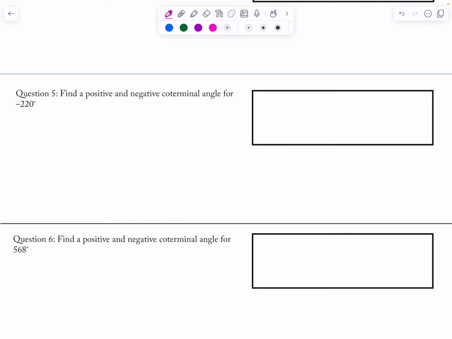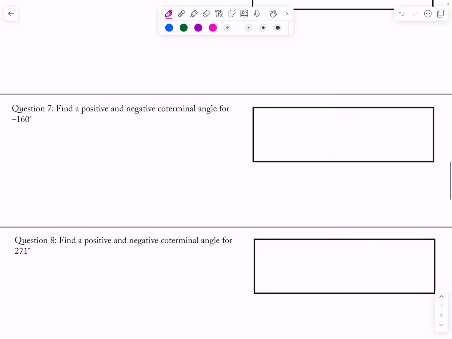Okay, so 220 degrees. I just said find, so I didn't say sketch. So if it doesn't say sketch, you don't have to sketch it. So I'm going to add 360 degrees, so 220 plus 360, I get 580. So I have a positive 580, then I'm going to take a negative 220, and I'm going to subtract 360, so I get a negative 580. And that's my negative coterminal angle.